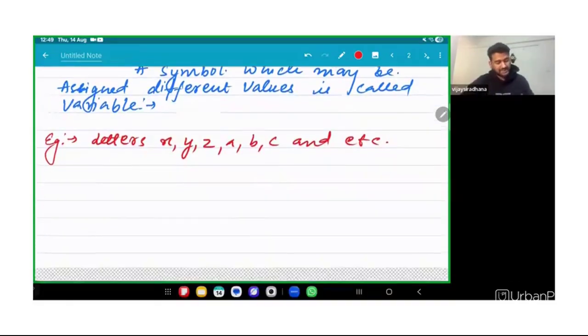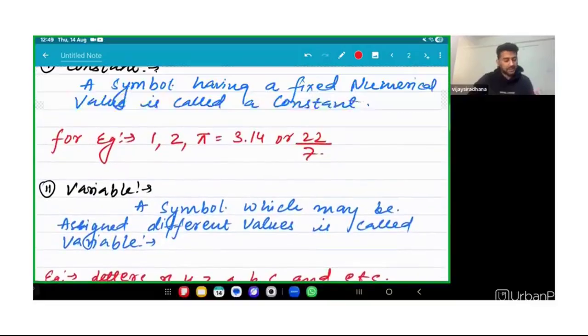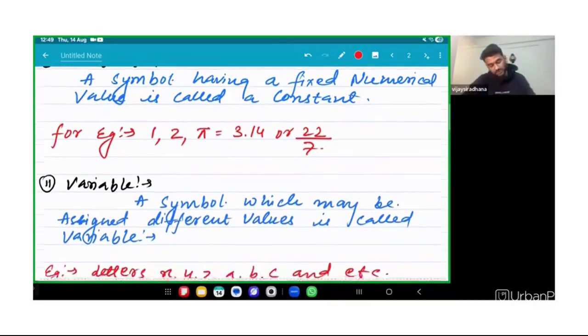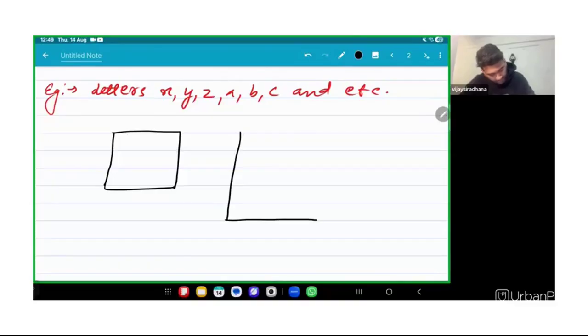Now let's see with one example how we can see variable and constant. Students, take a square. This is a square, and this is another square. Now you know that a square has all four sides equal. Now this side, for example, has the value of 4 centimeter.